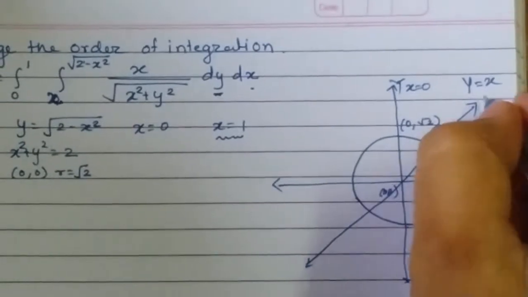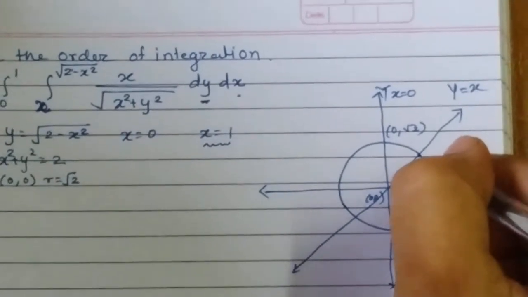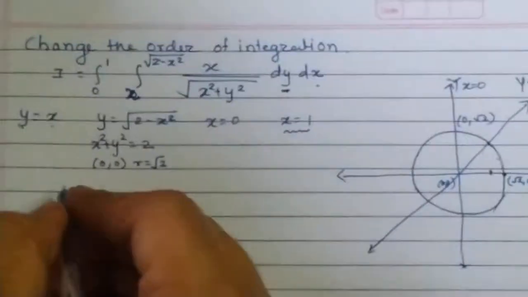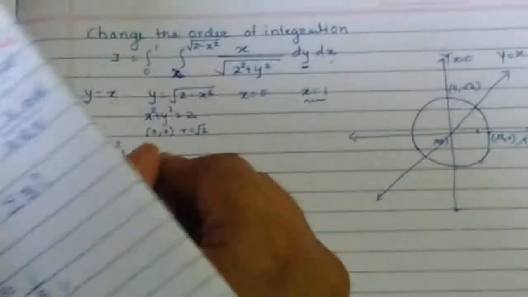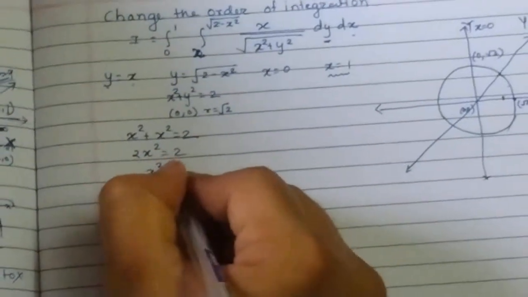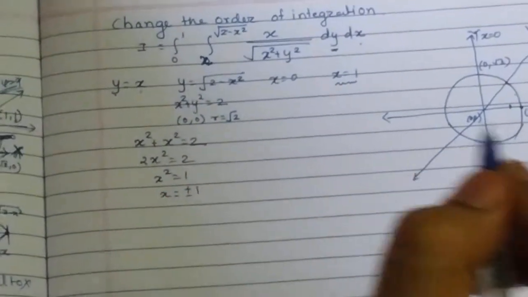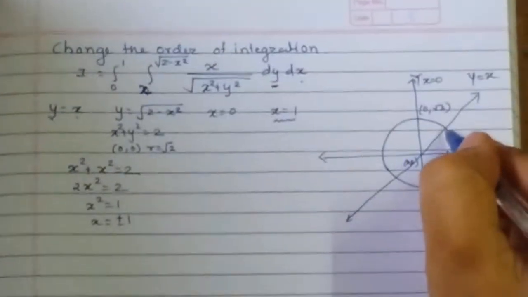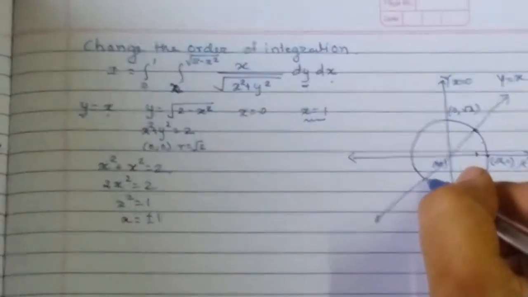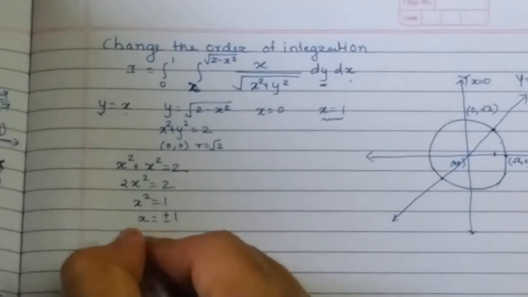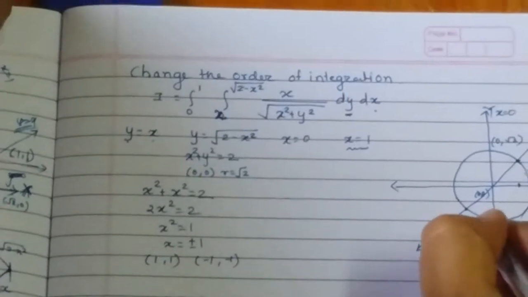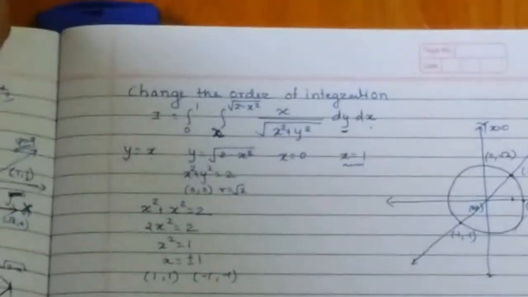So first of all we will try to find out the point of intersection of the circle and this line. For that we will make a substitution y is equal to x in the equation of the circle. We have x square plus x square is equal to 2. So x square plus x square becomes 2x square is equal to 2. Therefore x square is equal to 1. Therefore x is equal to plus or minus 1. But as this lies in the first quadrant, here x will be plus 1 and here x will be minus 1. So when x is equal to 1, y will be 1. When x is equal to minus 1, y will be minus 1. So this point will be minus 1 comma minus 1 and this point will be 1 comma 1.